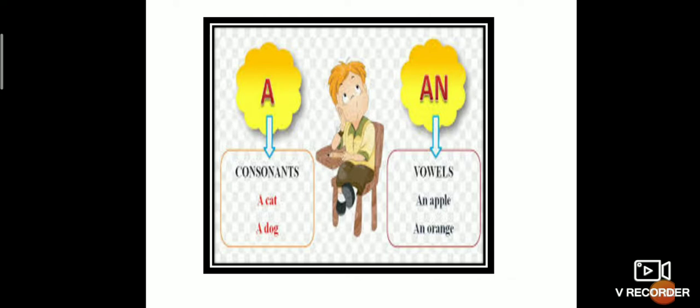Like we say cat. Cat begins with k sound. So with k sound we put a. When we are talking about dog, dog begins with d sound. So we'll write a. Same way with an, we have to see the vowel sounds.